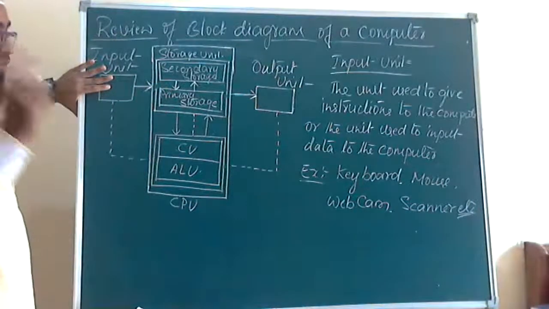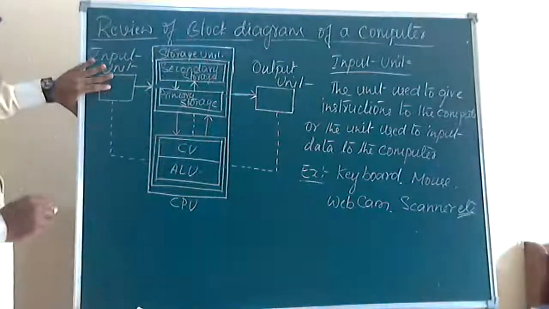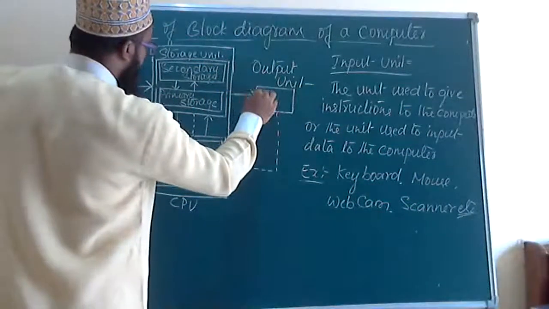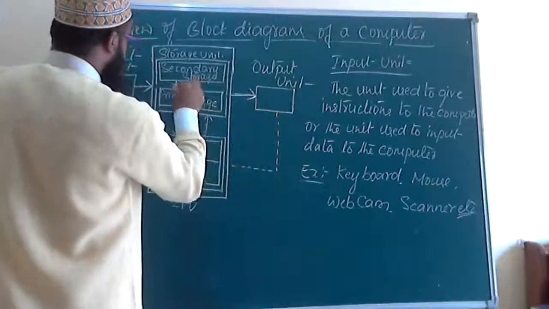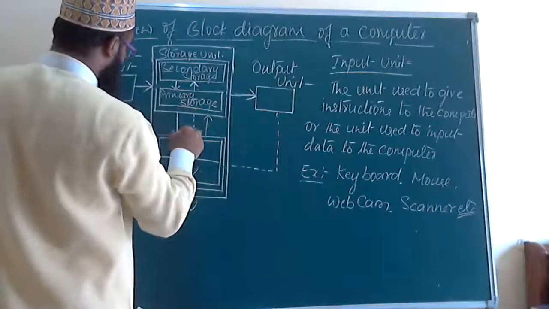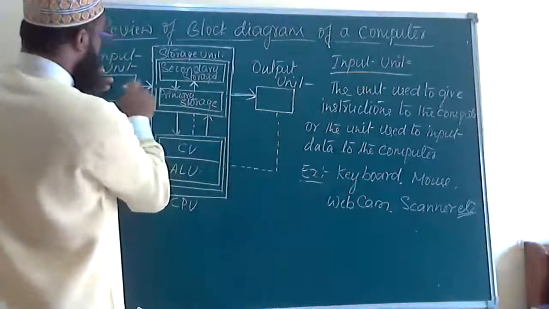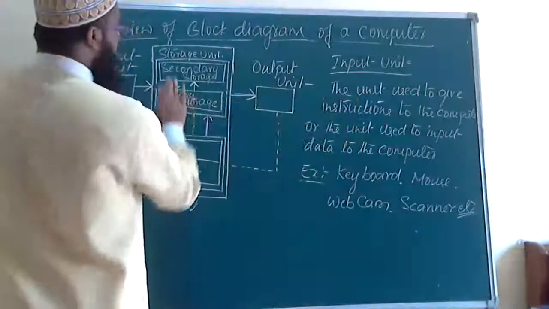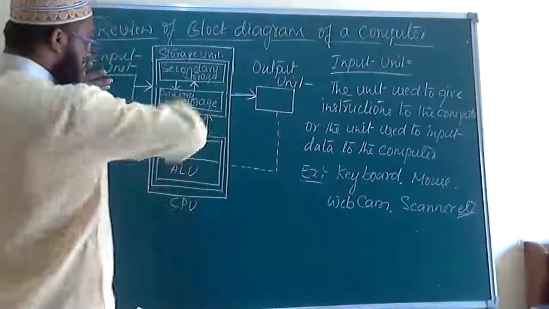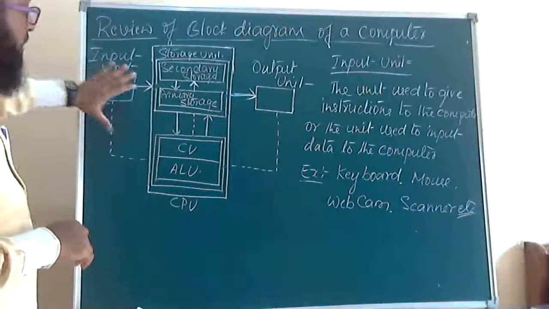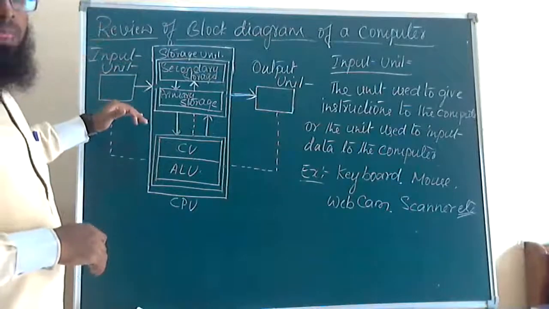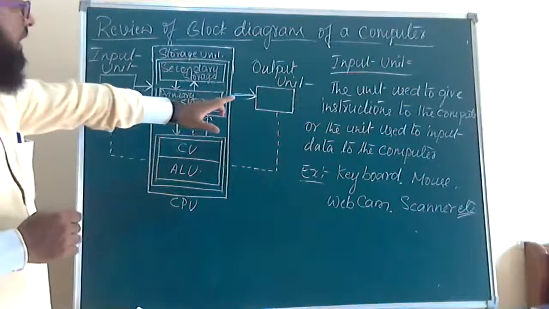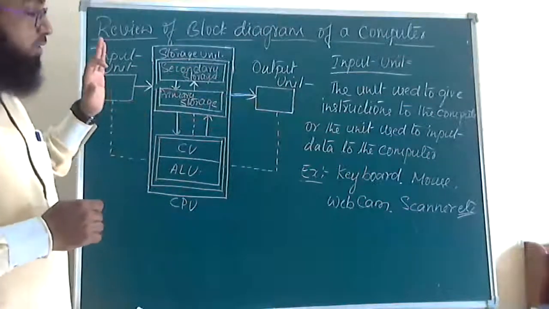One more thing you need to remember while drawing the block diagram of a computer: you need to give the direction of the arrows properly. Look here, this is moving from this side and this is moving this side. Then one up and one down. Like this, you have to give the directions in the block diagram of a computer. While drawing the block diagram, remember the directions.